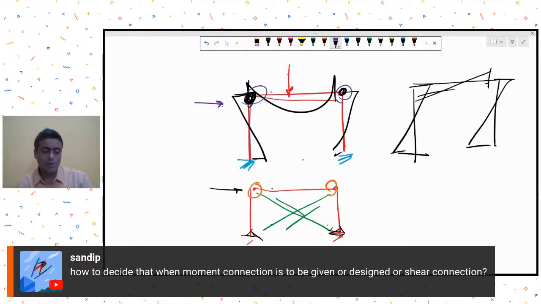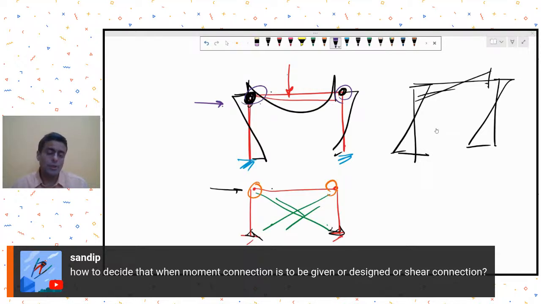The type of connection will also depend on the type of members that you are using. Sometimes, if you are using hollow sections, development of rigid connections may not be very simple. So in such cases, you may have to go for pin connections if you are going for hollow sections. So it depends on a lot of things. It is difficult to pinpoint and give a single answer for this question.